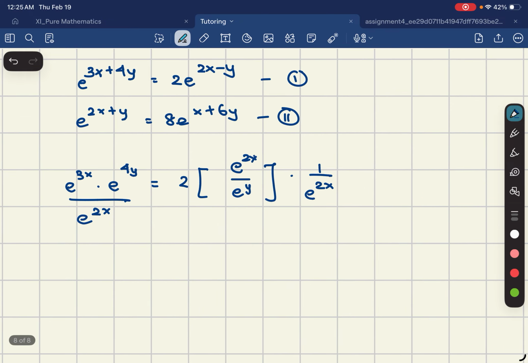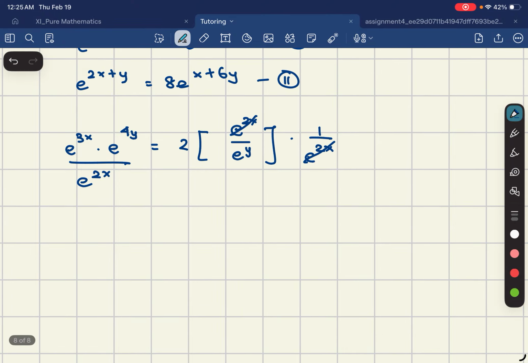And the reason I'm dividing by e to the power x on both sides is I can cancel this, and I don't have to worry, because e to the power 2x can never be 0. So I am allowed to cancel them out on both sides. So this side, I have e to the power 3x minus 2x, that is just x, times e to the power 4y is 2 over e to the power y.